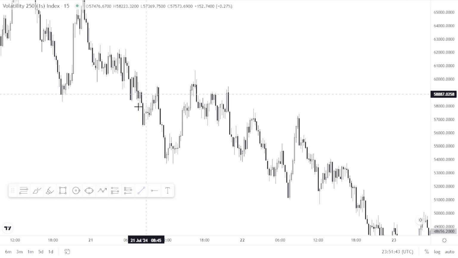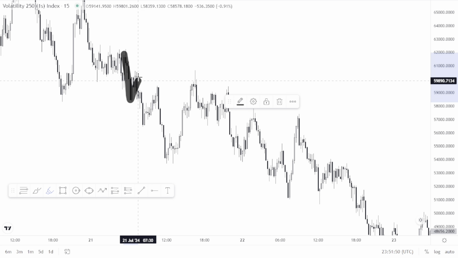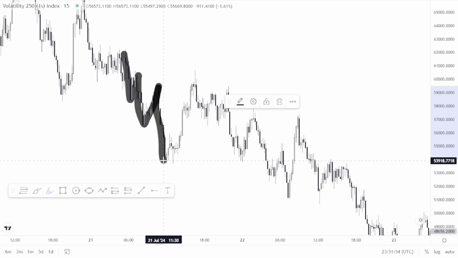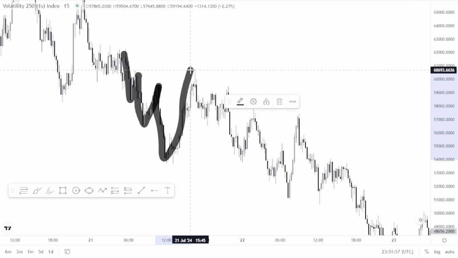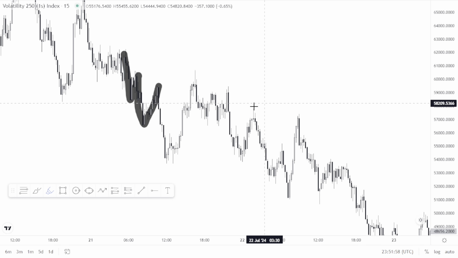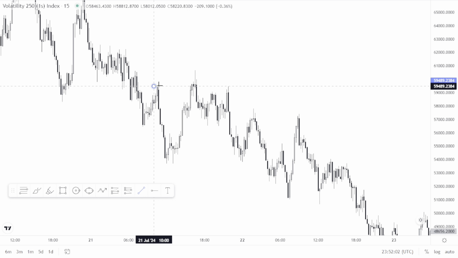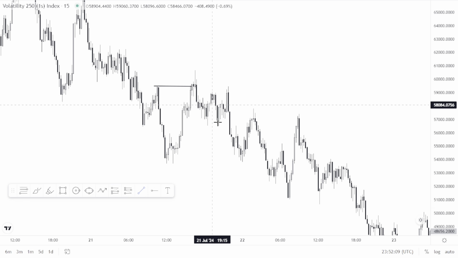We have, first of all, the market moving to the downside. We have a higher low, we have a low, and then we have a sweep of liquidity. Here we have a sweep of liquidity, and then what happened? The market pushed to the downside.